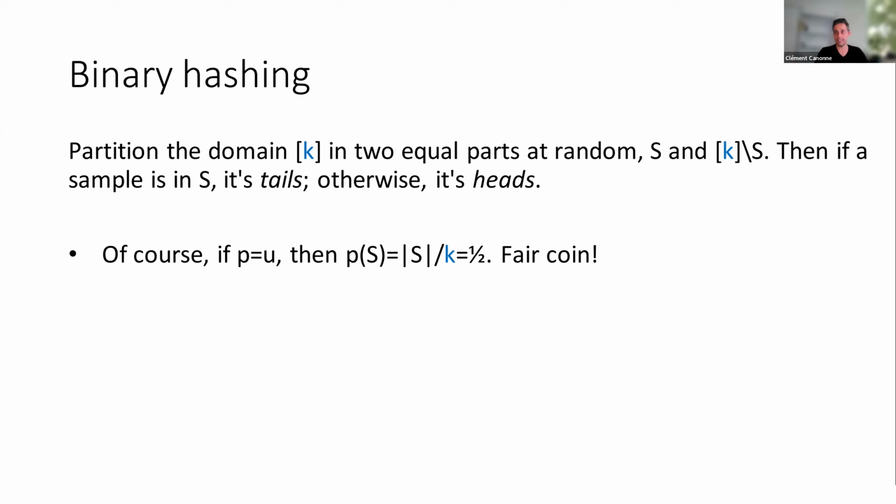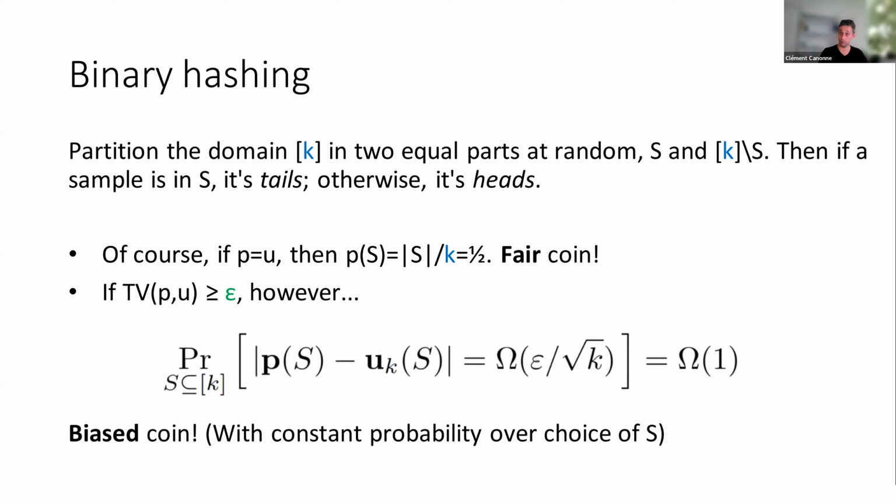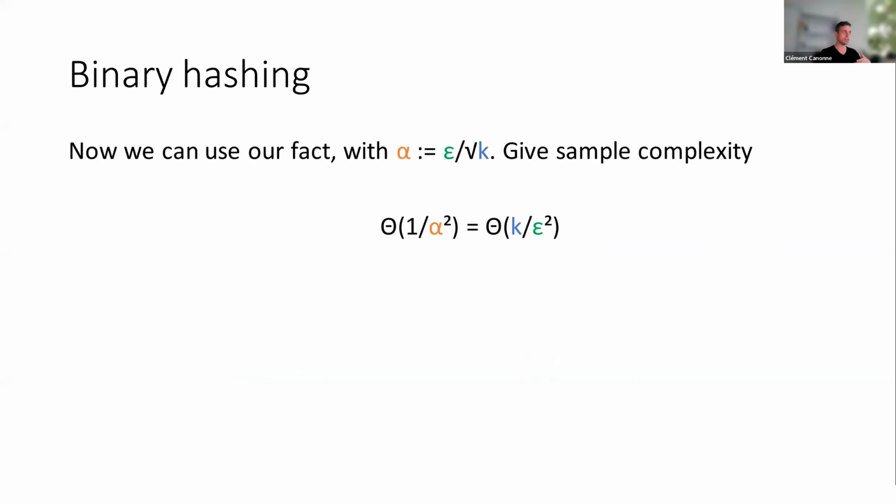Now, if the data was actually uniform, well, I divided it in sets of the same size. So if it was uniform, then it's a fair coin. The key is proving that if it was not uniform, then it's a biased coin. And what is the bias? And you can actually prove that. It's not that horrendous to prove, that basically there is a bias, small bias, but some bias. And now once you have that, you can use the previous fact. So it's either a fair coin or biased with bias alpha equal to epsilon over square root k. So you need 1 over alpha square, that gives you the sample complexity k over epsilon square.